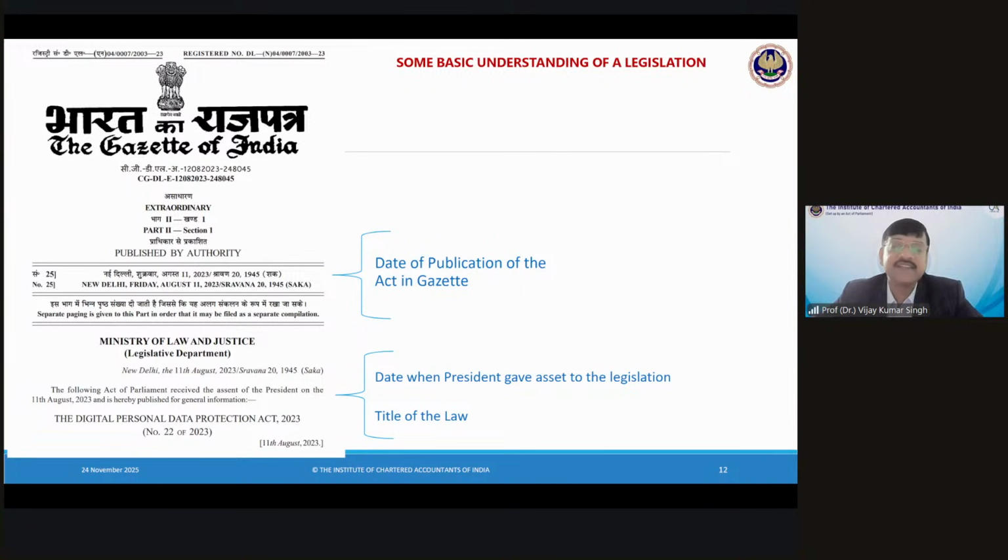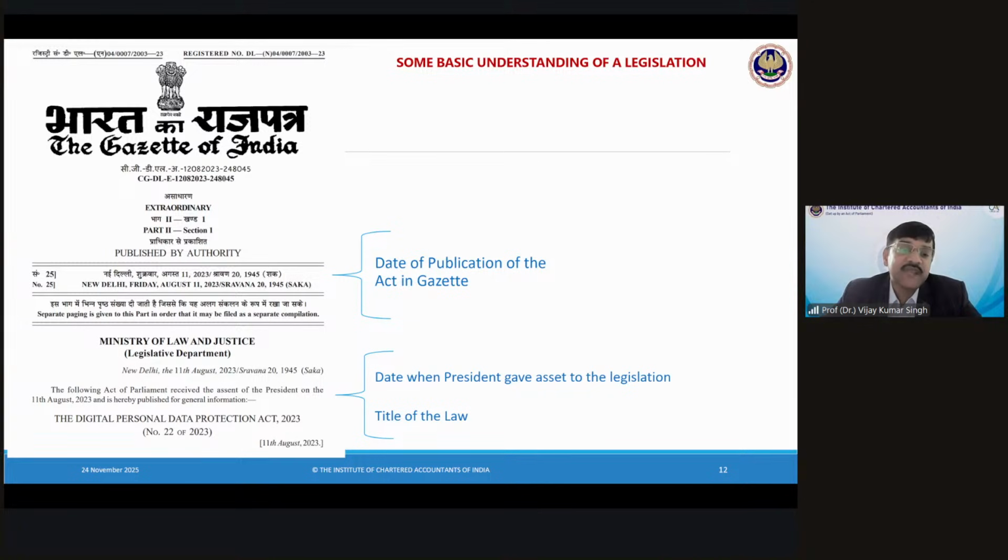But whenever you are looking at legislation, do focus on certain things. One focus is the date of publication of the Act in the Gazette. Generally, this is the date of the legislation on which the Act has been passed. This is called the date of publication of the Act in the Gazette. Then go down and have a look. It says Ministry of Law and Justice, Legislative Department, New Delhi. Then there is a date when the President gave assent to the legislation. You must all be aware that a law becomes law only after the President gives assent or permission to it. You can also see the title of the law, that is, the Digital Personal Data Protection Act 2023.